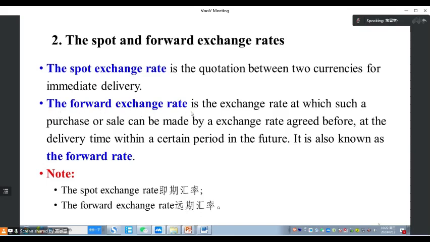Let's see the forward exchange rate. It is the exchange rate at which such a purchase or sale can be made, agreed before delivery time, within a certain period in the future. It is also known as the forward rate.